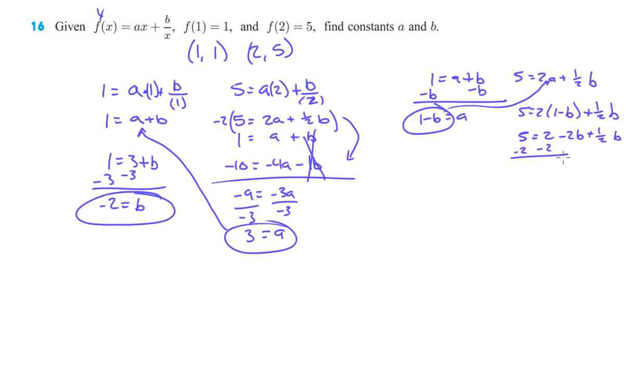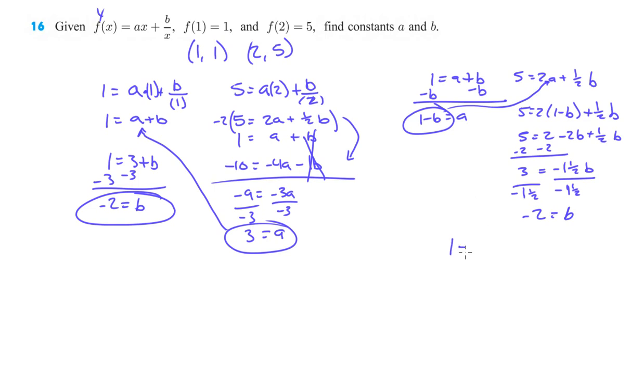Subtract 2 from both sides. 3 equals -2b plus 1/2 b. So -2 plus 1/2 is -1.5b. We divide both sides by -1.5, and we get that b equals -2, just like we got before. Then we can plug the -2 back in. I would plug it into this one. It'll work for the other one too, but it's probably easier with this one.